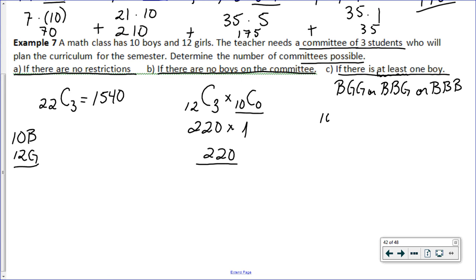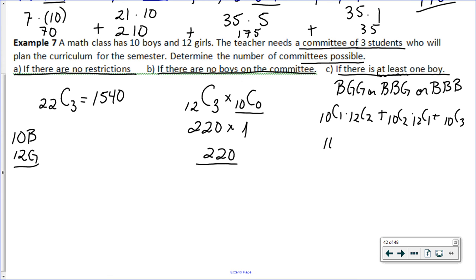So I'm going to have 10 boys choose 1. That's an ugly C. Let me do that again. 10 choose 1 times 12 girls choose 2. Or 10 choose 2 times 12 choose 1. Or, which means plus, 10 choose all 3.